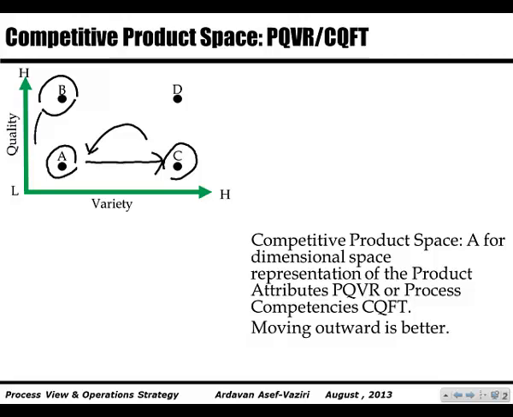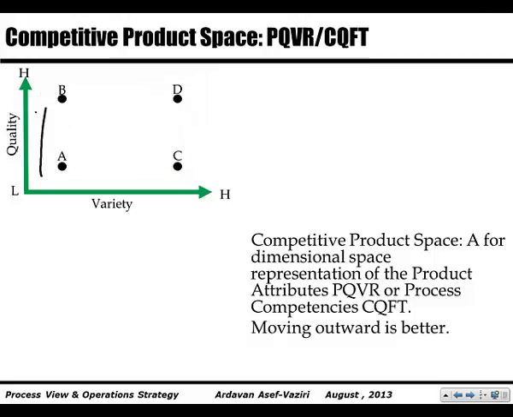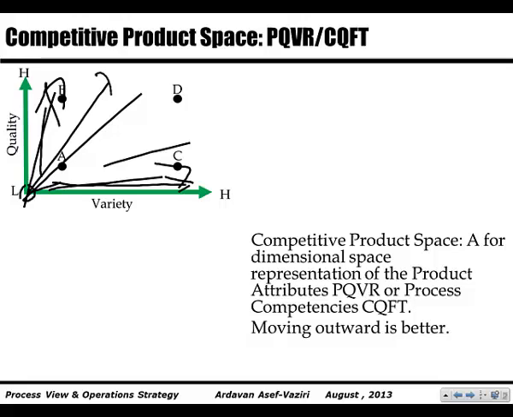So B dominates A, and D dominates all of them. Therefore, in this two-dimensional space, when we move in this direction or when we move in this direction, we are getting better. Moving outside of the origin makes better products or processes.